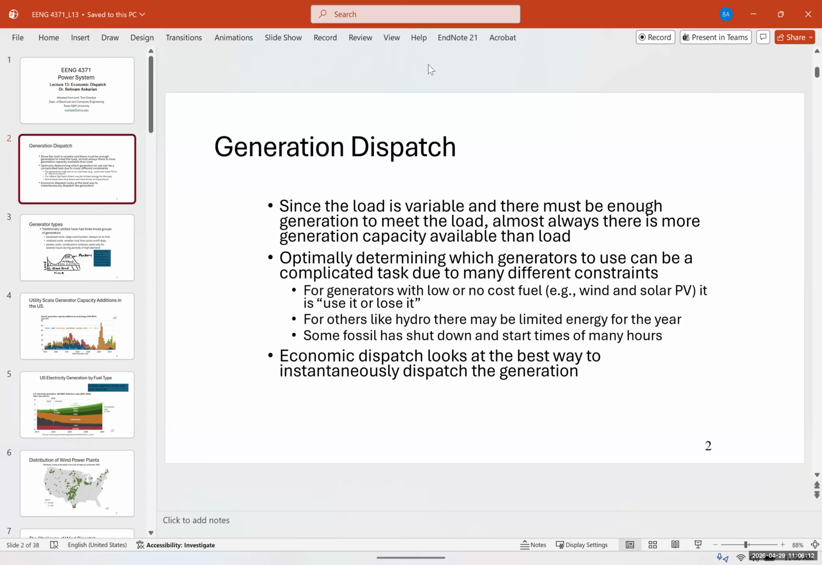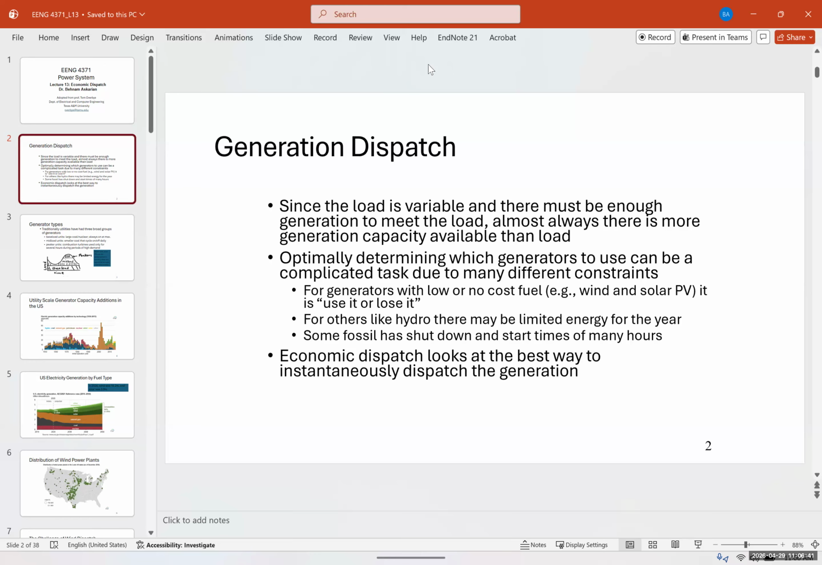Now, for generators with zero or near-zero fuel costs, like wind and solar, the answer is very simple. Use all of it. It's use it or lose it. Very common term that we have. So for a wind turbine, obviously we don't have storage. A lot of storage is very expensive, so it's use it or lose it. If the wind is blowing and you don't capture the energy, it's wasted. And it's the same for solar as well.